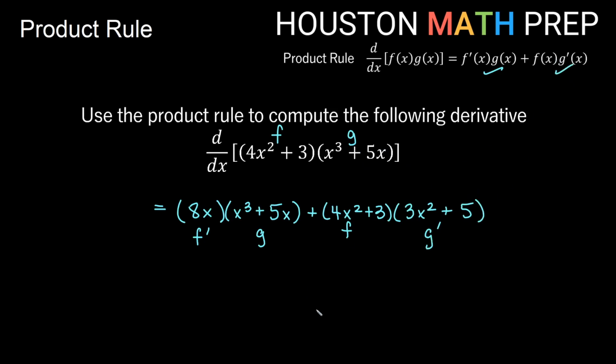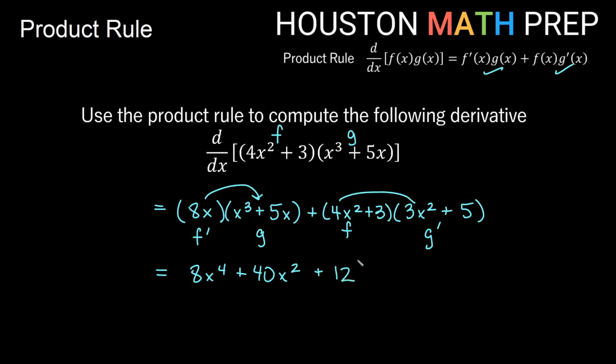So we've got our product rule, and now we need to distribute and do some simplifying. So let's go ahead and do that. Distributing 8x in there, we'll get 8x to the 4 plus 8 times 5 would give us 40, and then x times x gives us x squared. Plus, let's do some distributing here.